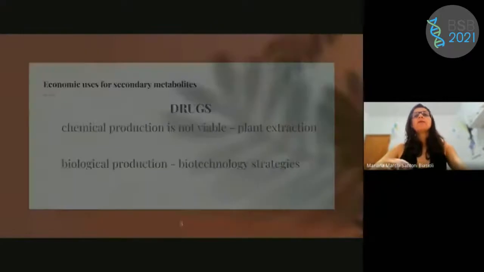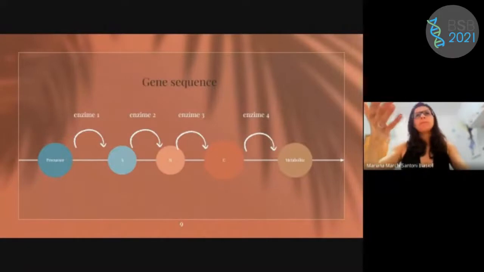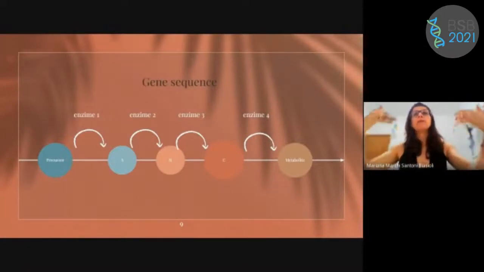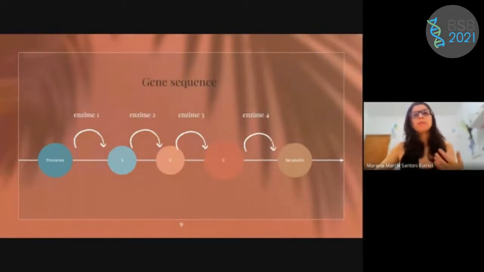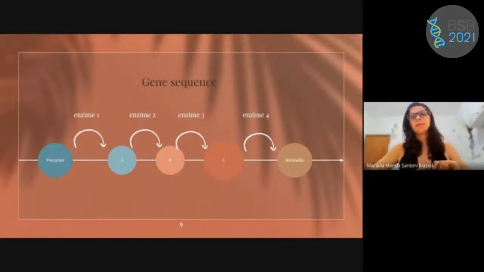But to identify the enzymes involved in the metabolic pathway and the gene sequences of these enzymes, we need to perform a transcriptome profile. So it's important to know the enzymes involved in each metabolic pathway and the corresponding gene sequences of these enzymes to reproduce this metabolic pathway in another organism.